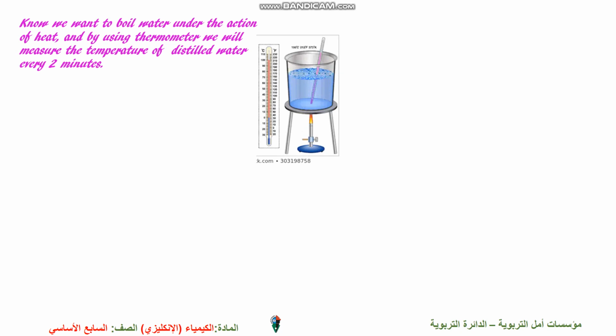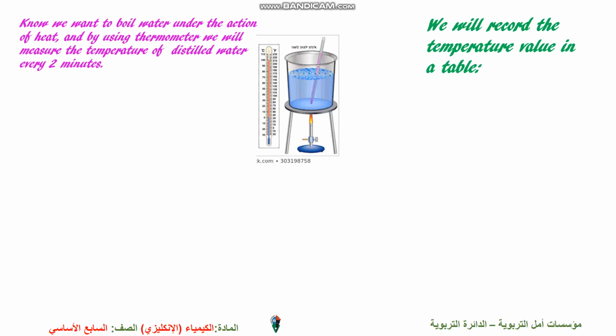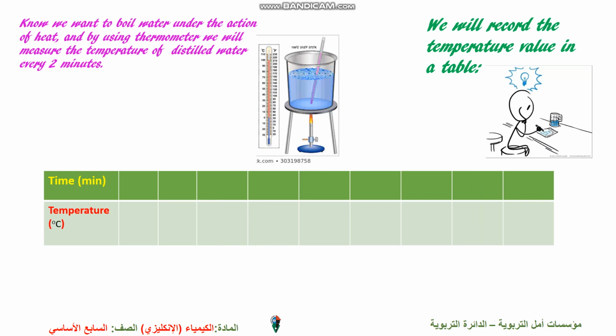Now we want to make an experiment. We want to boil water under the action of heat, and by using the thermometer we will measure the temperature of distilled water every 2 minutes. Distilled water means the pure water. And the results obtained, we will record in a table as following.